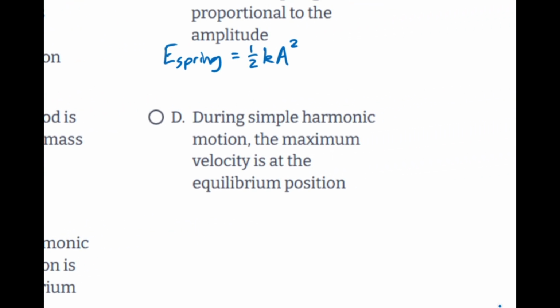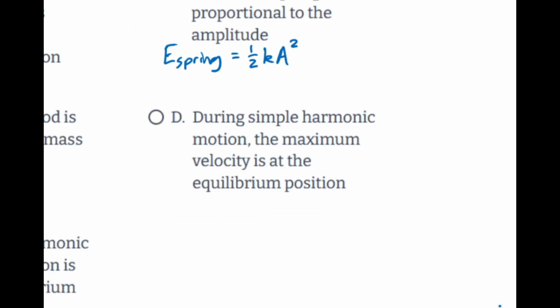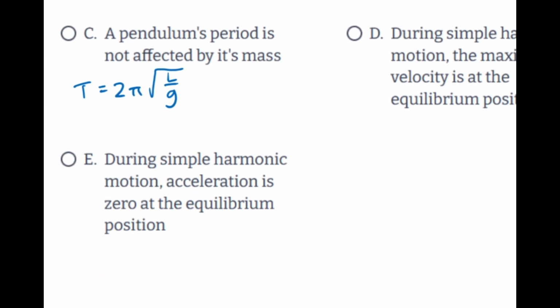Option D, during simple harmonic motion, the maximum velocity is at the equilibrium position. If you think of a pendulum undergoing simple harmonic motion, then the velocity will be maximum when displacement is zero, aka at the equilibrium position. So option D is correct.